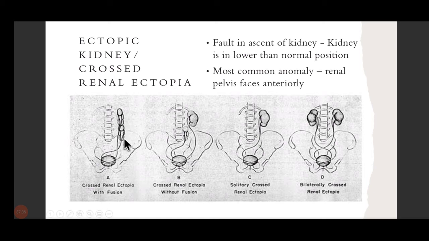So this is a cross-renal ectopia with fusion. Both kidneys lie on one side and are fused, the inferior pole with the superior pole. In this condition, there is cross-renal ectopia without fusion. In this condition, there is solitary cross-renal ectopia. So both kidneys are fused and even the ureters are fused. You see two ureters. This is where both kidneys have actually changed their positions. The right kidney comes to lie on the left side and the left on the right. This is bilateral cross-renal ectopia.